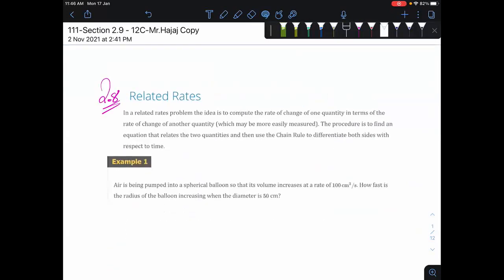Yes, this is the problem, guys. Related rates problem. The idea is to find the rate of change of one quantity in terms of the rate of change of another quantity. So we should first find a relationship or equation that relates these two variables or quantities together, like volume, like area, like perimeter, like anything from the geometric formulas or algebraic formulas we studied before. Then differentiate both sides with respect to time using the chain rule and implicit differentiation.